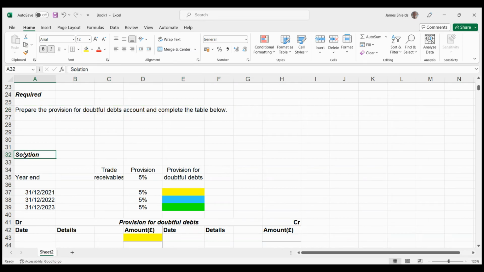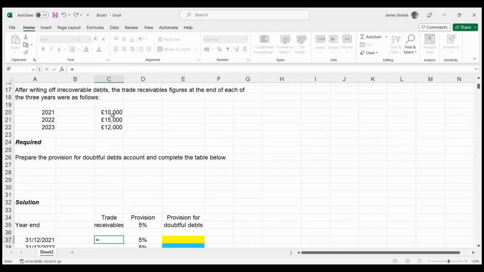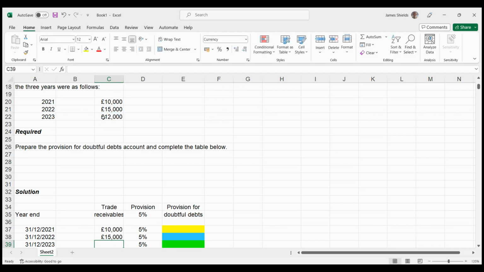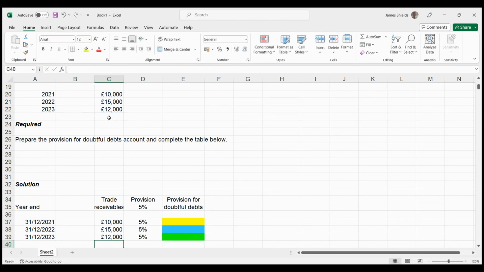So here's my solution. I've got the year-end column, the trade receivables column, the provision for 5%, and the provision for doubtful debts. So at the end of December 2021, I'm going to go back to find out my trade receivables, and they were £10,000. At the end of 2022, my trade receivables were £15,000. At the end of 2023, they were £12,000. So this is taken directly from the information in the question.